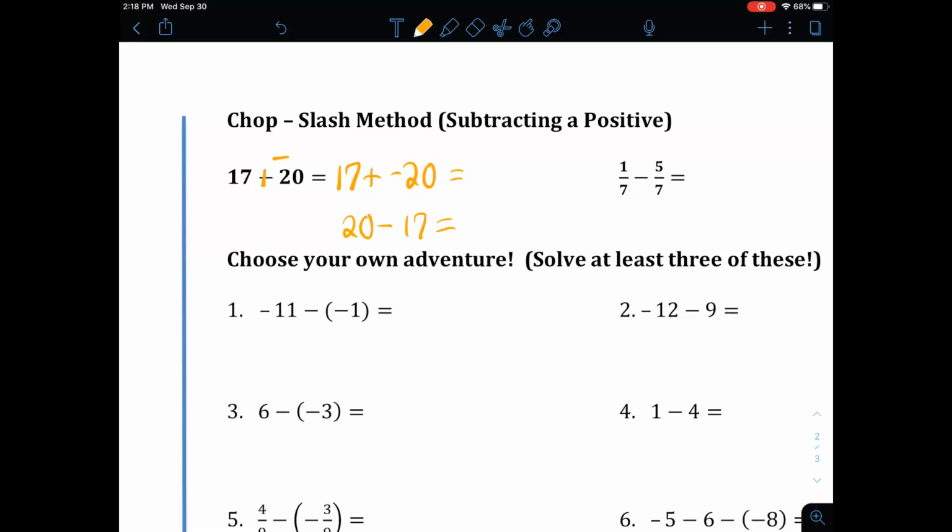20 minus 17 is going to equal what? 3. Now, which number is bigger? Is 20 bigger or 17 bigger? 20 is bigger, so it means it's going to be more negative at the end, which means -3 is our final answer.